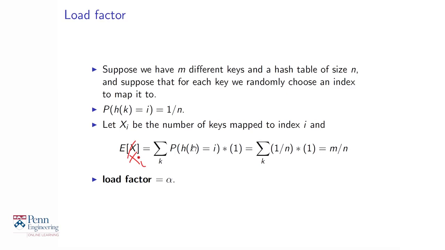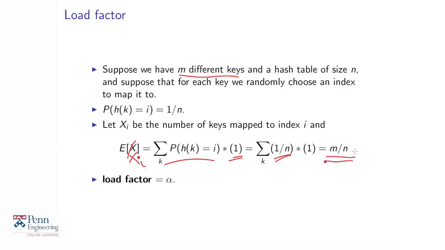Now for any particular key, the indicator random variable indicating whether it lands in location i has expectation equal to the probability that that key hashes to location i. We've seen this before for indicator random variables. And when it does, that indicator random variable has value 1. So that's what this expression says. Now we already argued that the probability that any one key lands in location i is 1 over n. And now summing over all the keys, there are m of them by assumption, there are m different keys. So the total expectation of x_i is m over n.